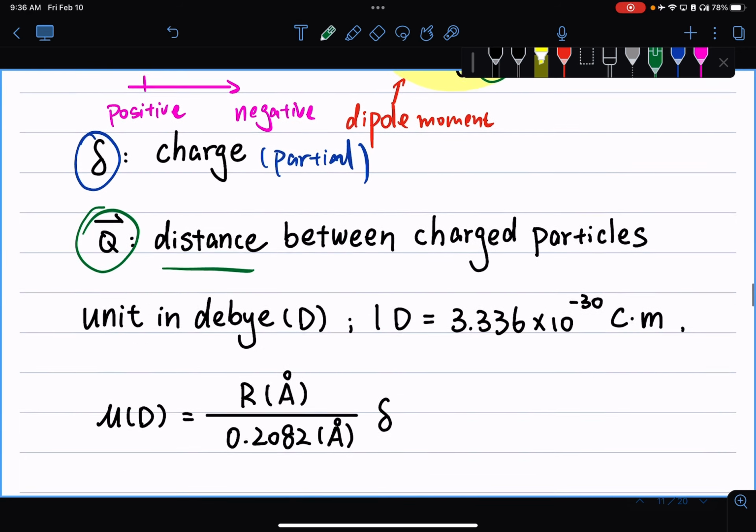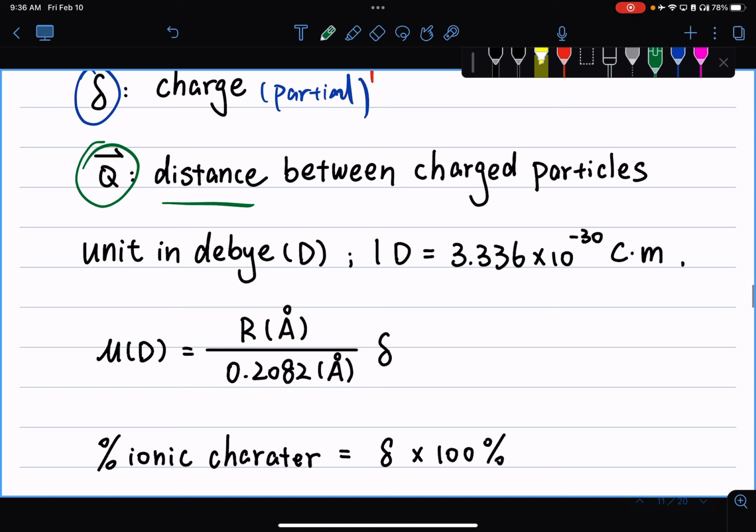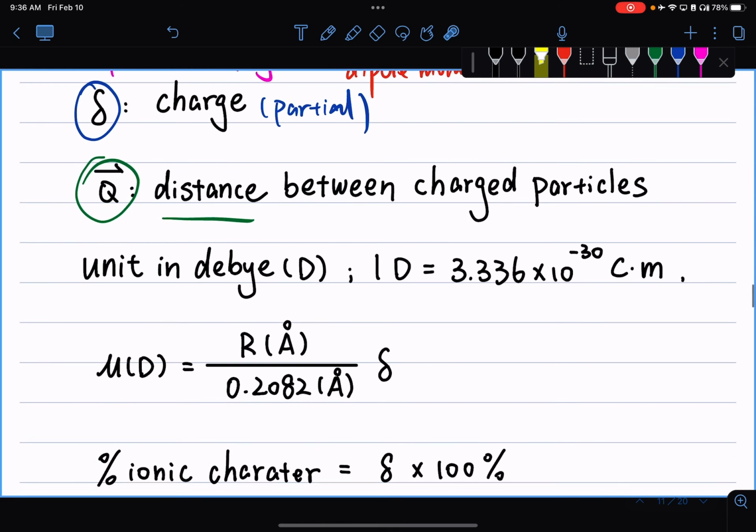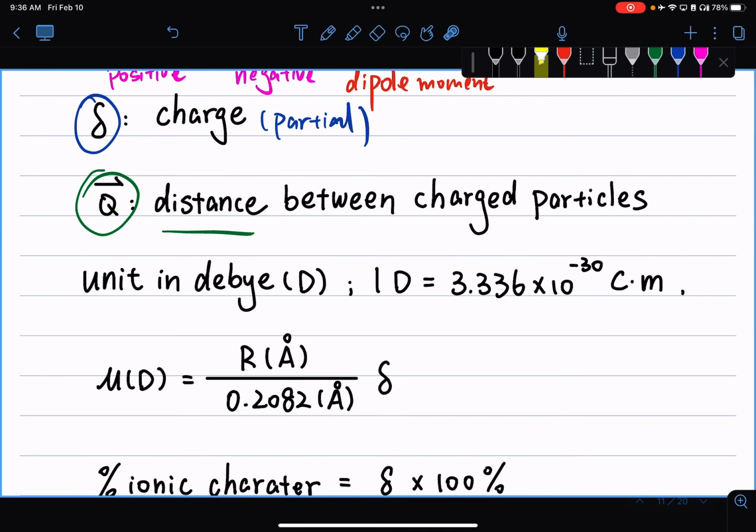Dipole moments have a special unit we normally use, called Debye, abbreviated D. So 1 Debye equals 3.336 times 10 to the negative 30 coulomb meter. Coulomb and meter are our SI units. They're too big to use to describe our microscopic chemical bonds, so that's why people introduced a new unit called Debye. And since we nearly always work with bond length in angstroms, we can do that conversion here.